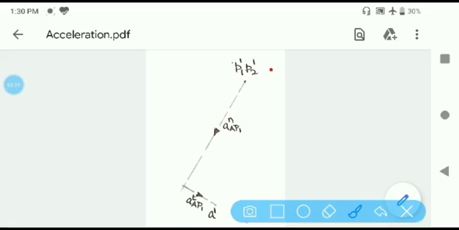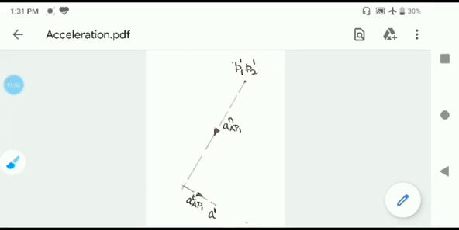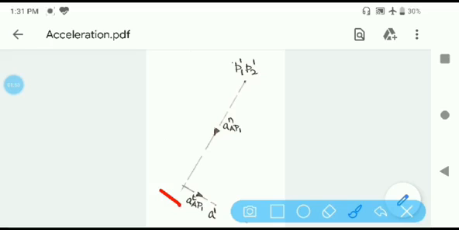So 30 meter per second square will not be possible to be represented. What you can do is divide that using a scale factor of 5. In that case, the length of this line will be 6 centimeter. The end point of this line can be indicated by the alphabet X.